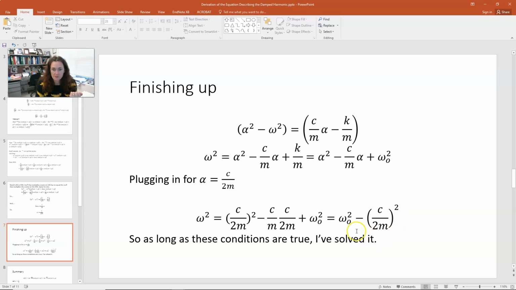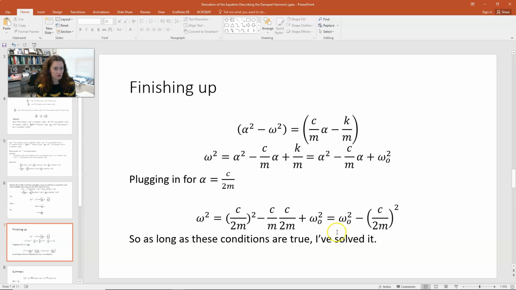Now, this also kind of makes sense to me. Basically, my new resonant frequency will be close to my old resonant frequency, but shifted over by some amount. How much is it shifted? Well, it depends on how much it's damped, right? It depends on the damping coefficient. So if it's a large damping coefficient, maybe it'll be shifted a lot. And if it's not a large damping coefficient, then maybe it won't be shifted much. That makes total sense to me, and I hope it makes sense to you. So as long as these conditions are true, then I've solved my equation, right?